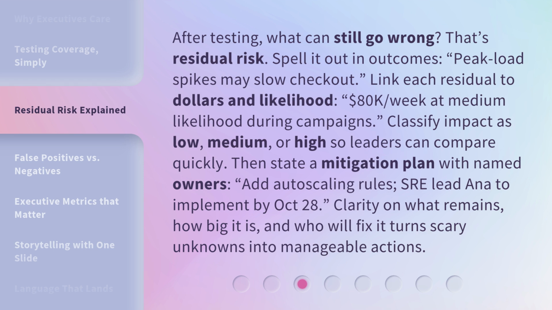Classify impact as low, medium, or high, so leaders can compare quickly. Then state a mitigation plan with named owners. Add auto-scaling rules. SRE lead Anna to implement by October 28th. Clarity on what remains, how big it is, and who will fix it turns scary unknowns into manageable actions.